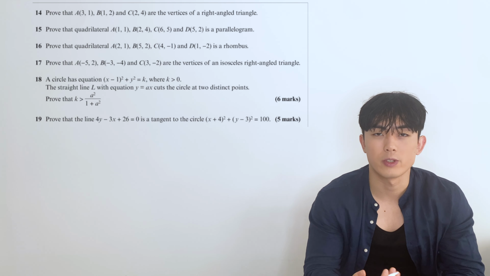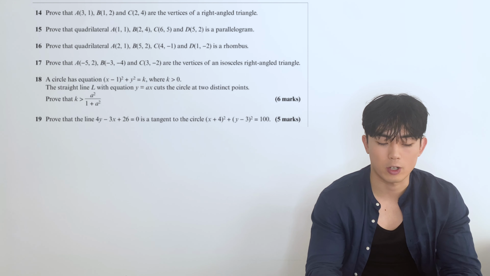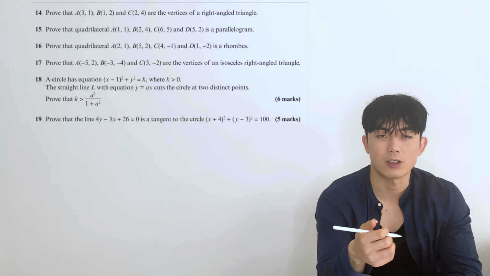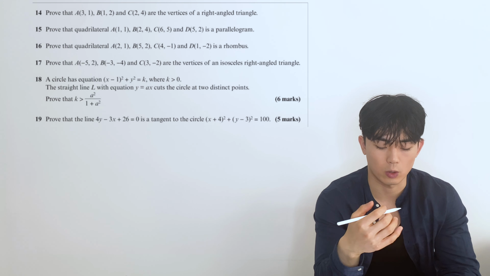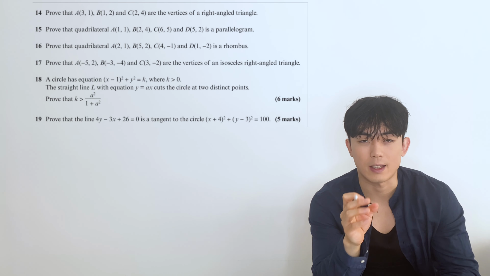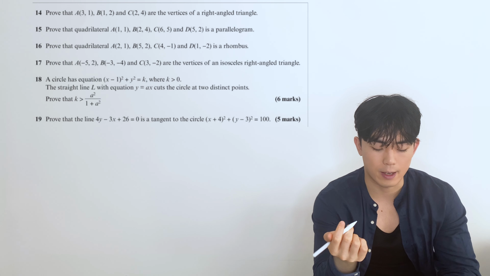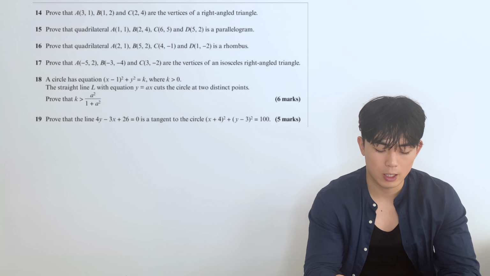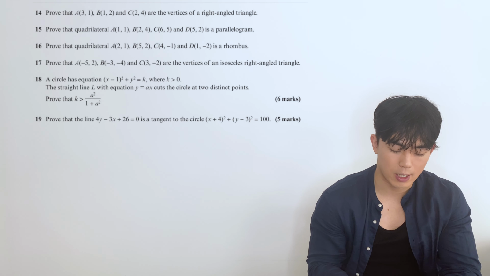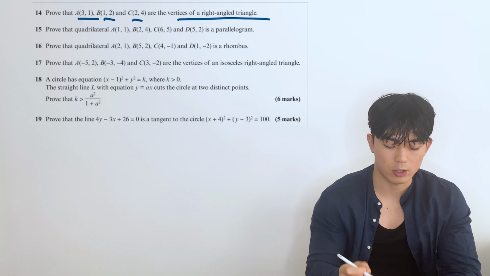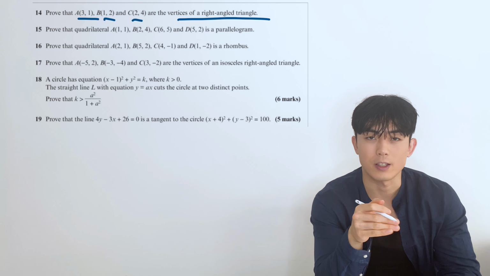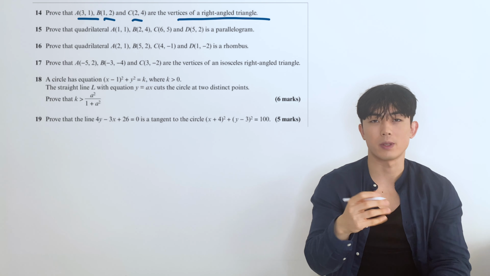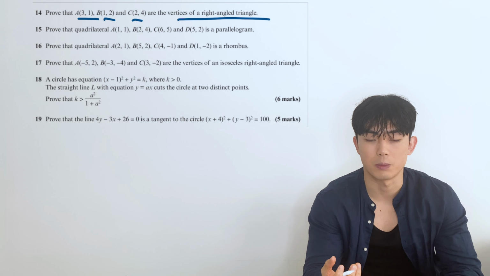Some other types of proofs I might give you are to do with shapes, like triangles or parallelograms. For example, with triangles, they might ask you, is it a right angle triangle, or an isosceles triangle, or an equilateral triangle? In each case, you just have to look at the lengths of each side, so finding the distance between two coordinates, which we did in the previous video. In question 14, they said prove that A, B, C are the vertices of a right angle triangle. Right angle means 90 degrees, so we're going to be looking at the gradients between A, B and C and making sure that they follow the perpendicular gradient rule.